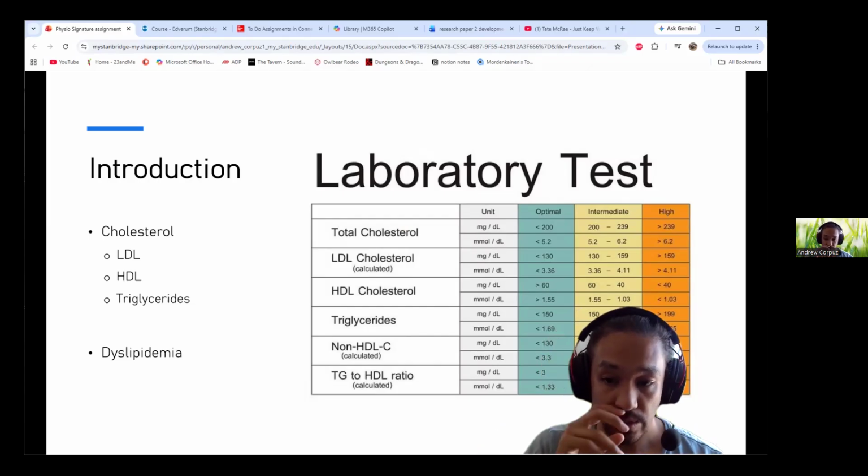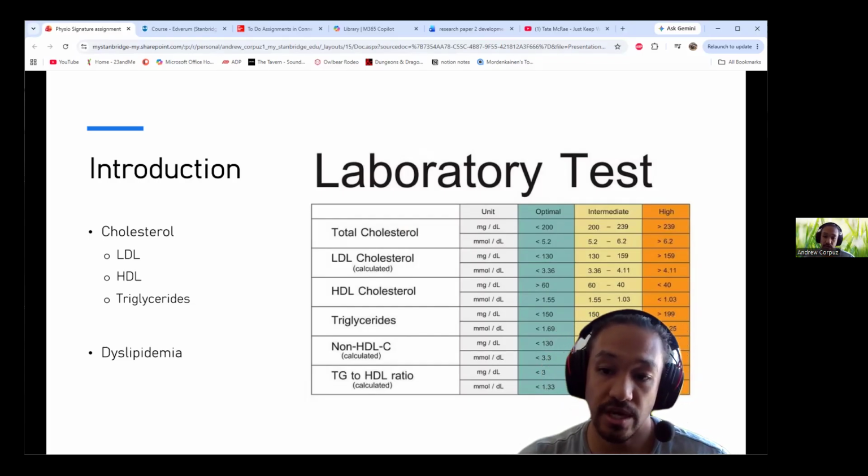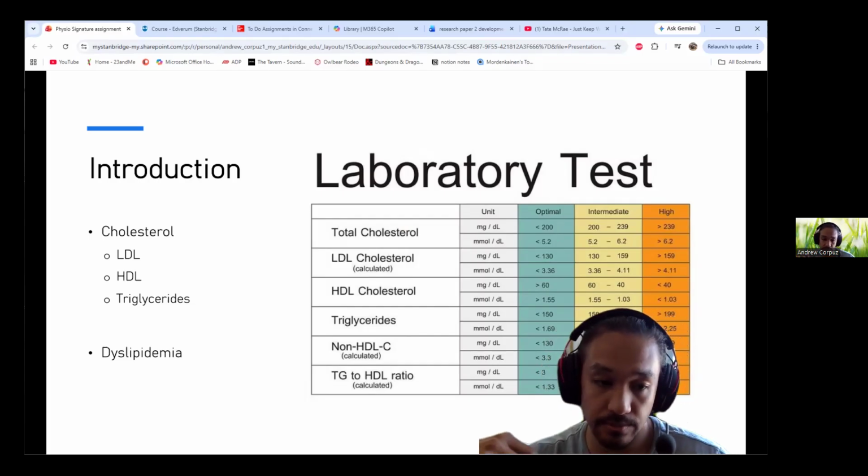I do have a little chart over here that we'll reference later as well, that signifies what is an optimal level, what are concerning levels, and what's considered high levels, which is what would categorize it as a hyperlipidemia.